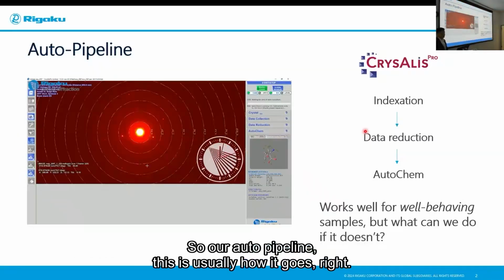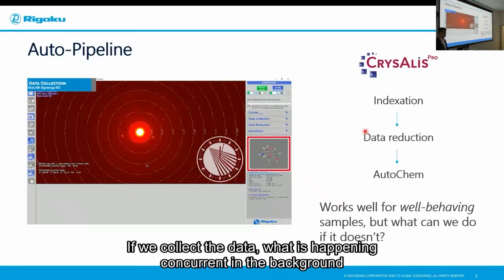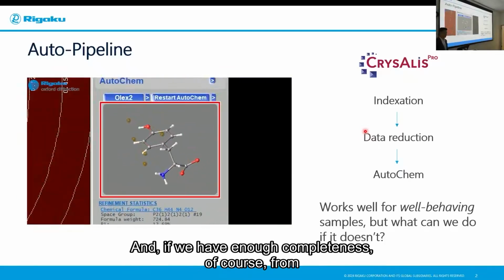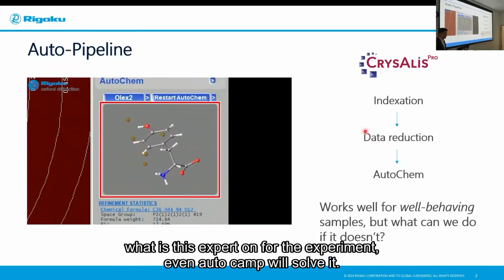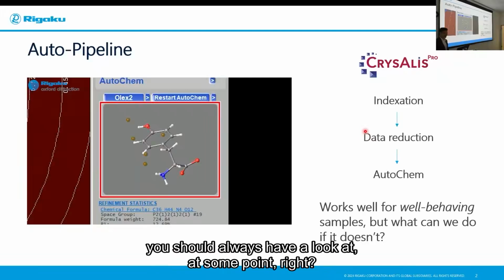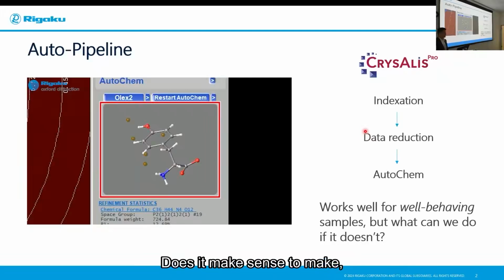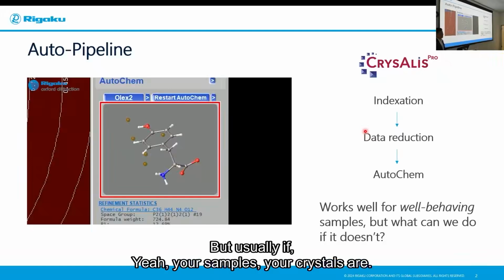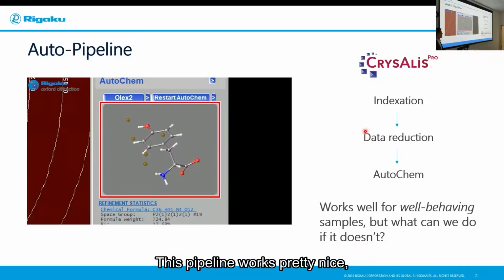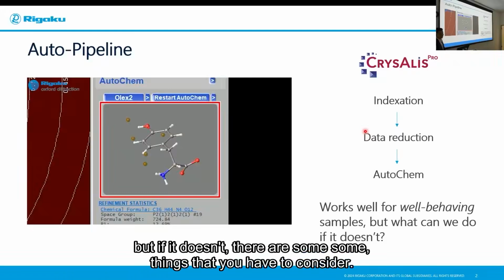So auto pipeline, this is usually how it goes, right? If we collect the data, what is happening concurrently in the background is always indexation and data reduction, and if we have enough completeness from the experiment, even AutoChem will solve it. The atom assignment can be wrong, and this is one thing that you should always have a look at at some point, right? Does it make sense chemically or not? But usually if your samples, your crystals, are well behaving, I'm not saying well diffracting because this is a different story, this pipeline works pretty nicely. But if it doesn't, there are some things that you have to consider.